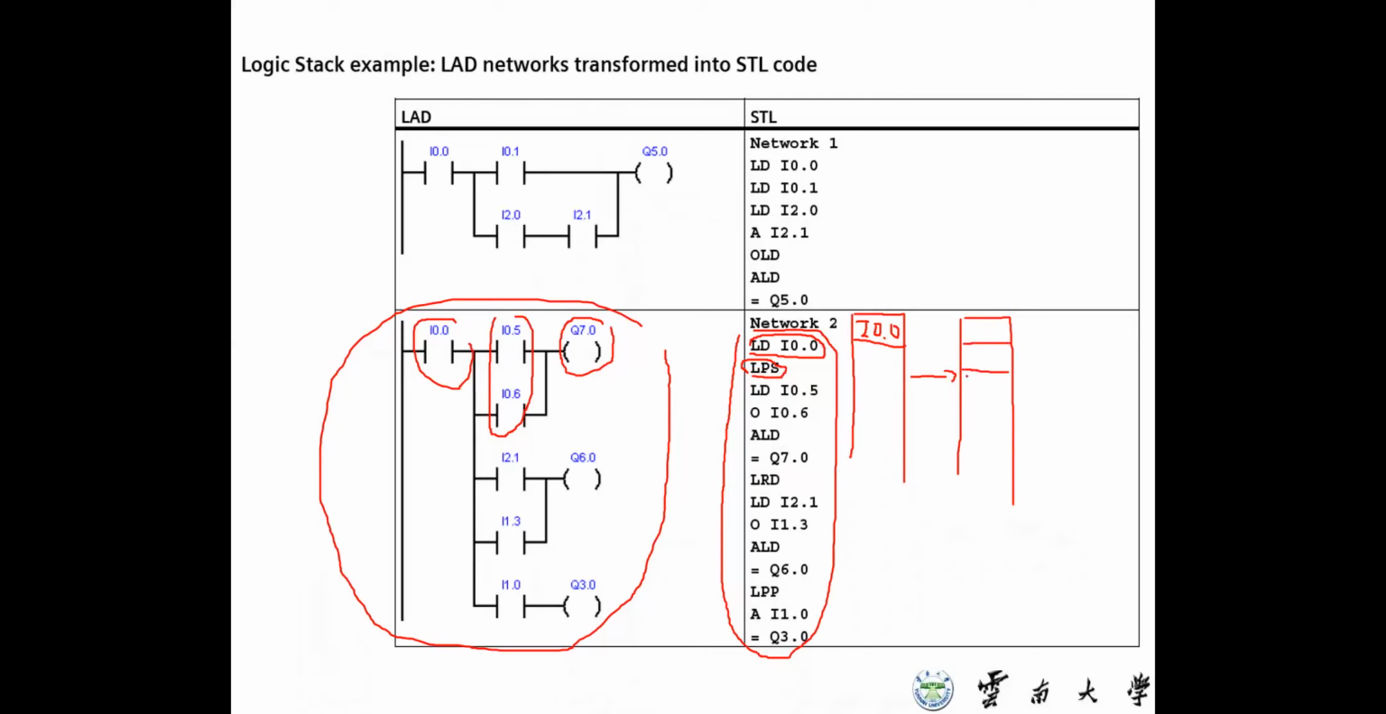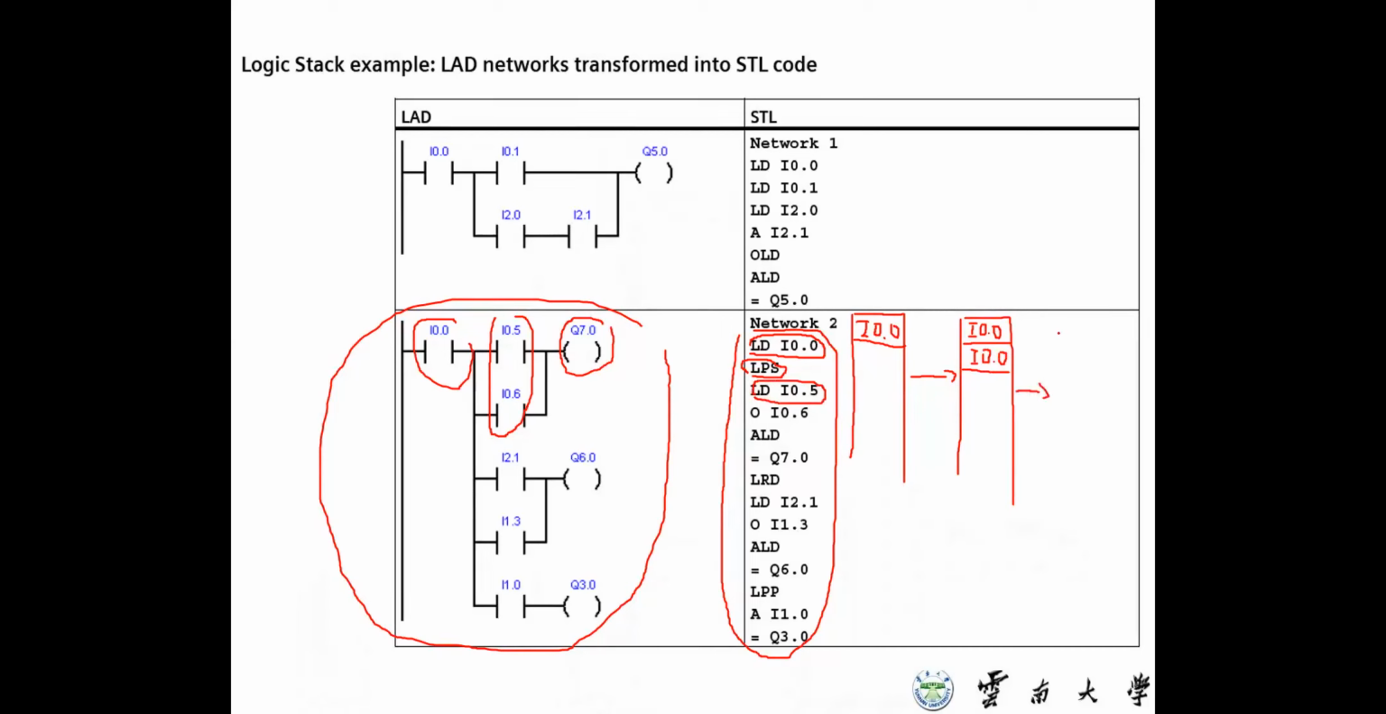So we can see if we do this one, the stack is changed to what? Can you tell me? The stack is changed to I0.0 and again I0.0. The top level is I0.0, and the second is I0.0. Okay?